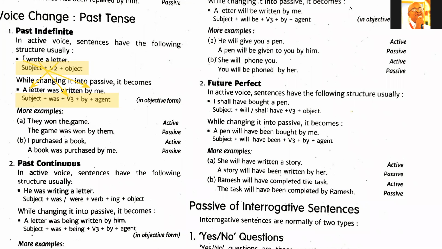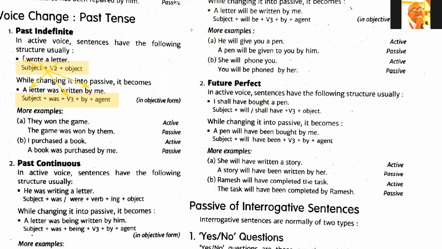They won the game. The game was won by them. I purchased a book. A book was purchased by me. I hope you have understood this. Past continuous. If anyone has any doubt to understand, you can write it in the chat box. I will explain. Past continuous structure is subject plus was or were plus verb ing.